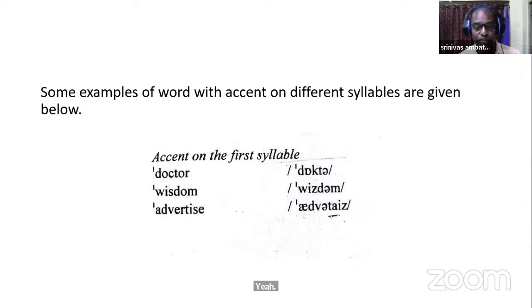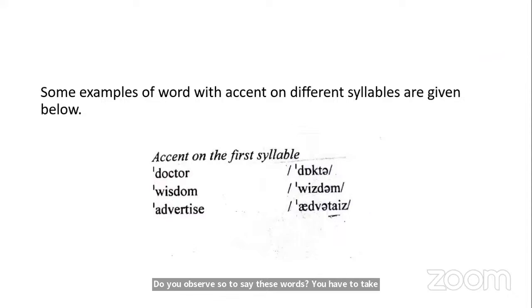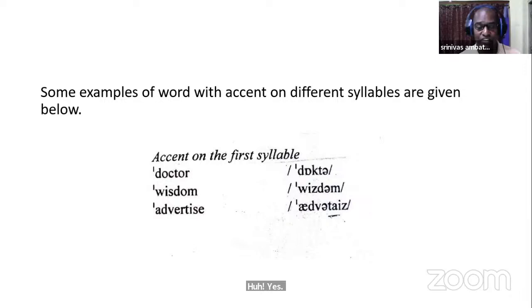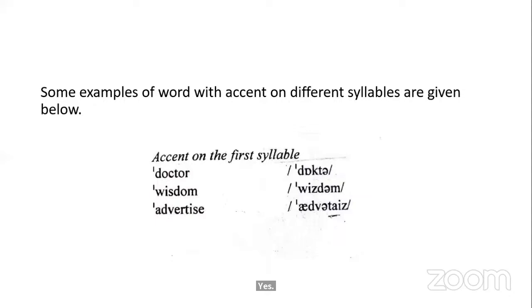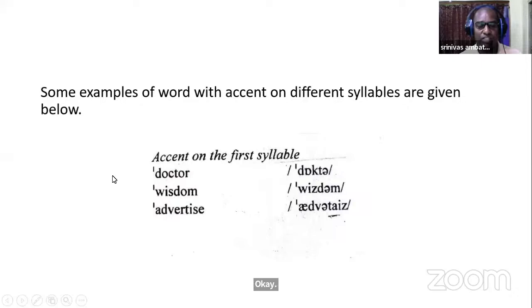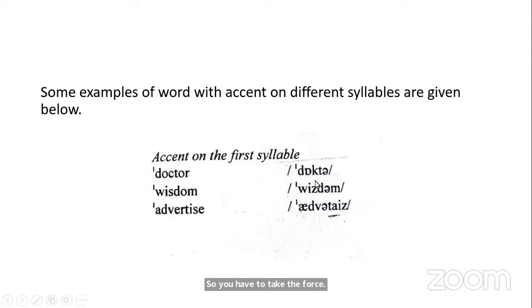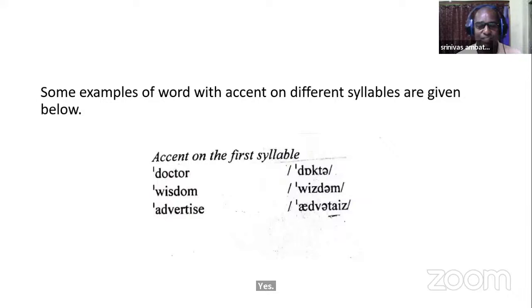So to say these words, you have to take the breath force from the lungs. You cannot say doctor easily otherwise. Say it again. Doctor. Second one, wisdom. Third, advertise. Why are we stressing on the first syllable? Because you don't have a supporting sound there, so directly you are starting the word. So you have to take the force. On D, we are giving force on D. You should say first syllable.